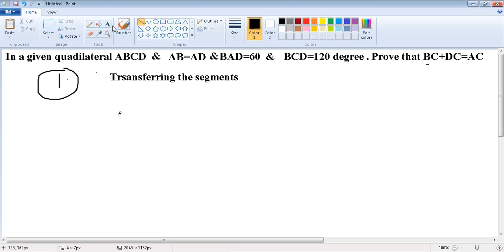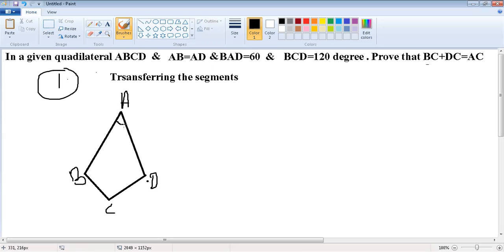Yes, I guess so. So this is the first side of the quadrilateral. This is the second side. Let this be the third side, and let this be the fourth side. Now, as written, if we mark these angles to be A, B, C, and D respectively, this angle is given to be equal to 60 degrees, and this angle is given to be equal to 120 degrees.